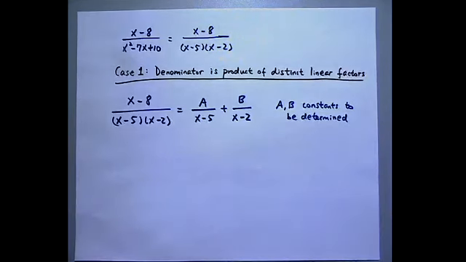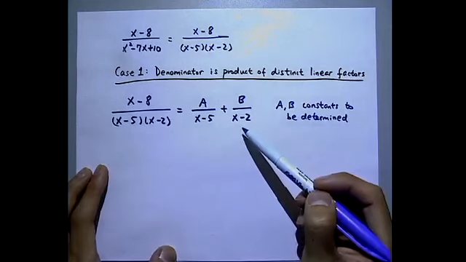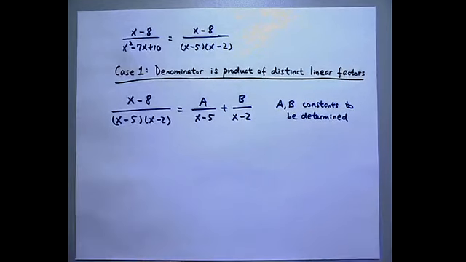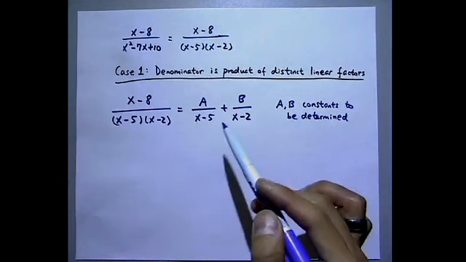Okay, and that's how you handle all of these case 1 things. If the denominator is a product of distinct, not repeated, we don't want to see x minus 5 and x minus 5. We want them to be distinct, not repeated. And also we want them to be linear factors. We don't want x squared minus 5, for example, or x squared minus 2.